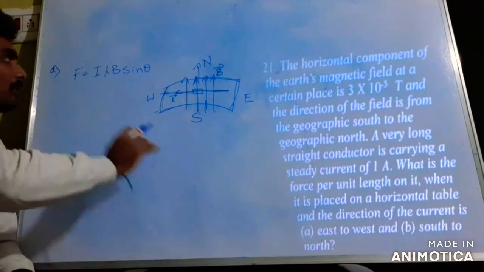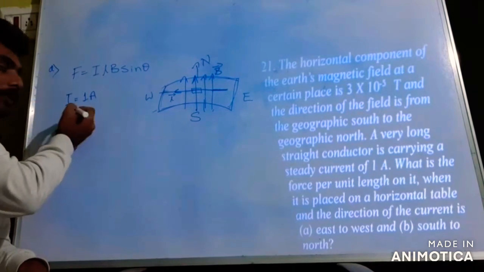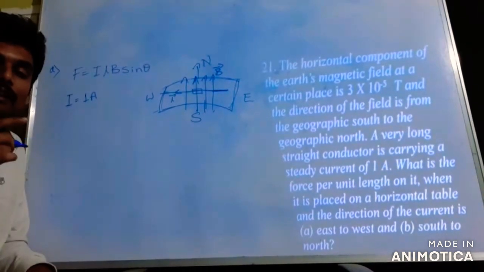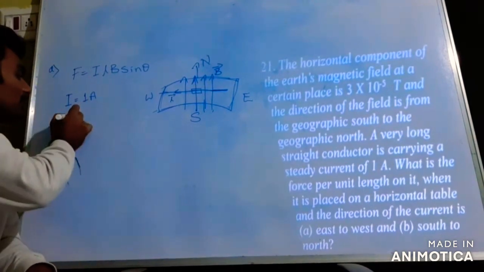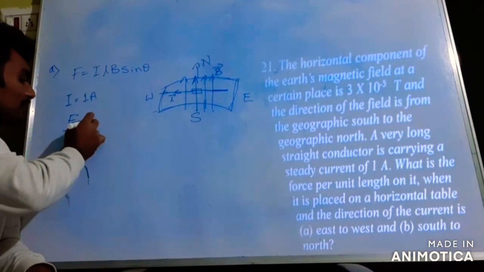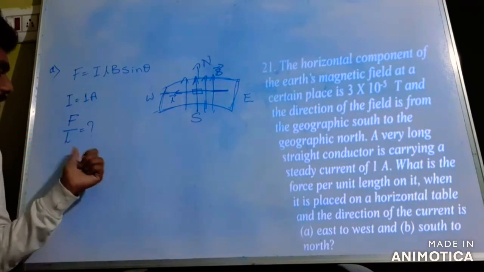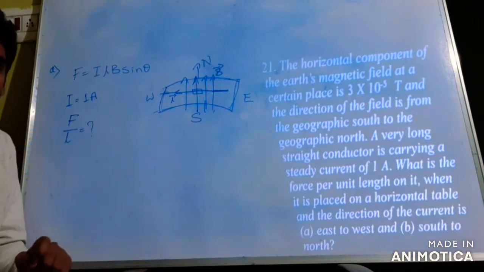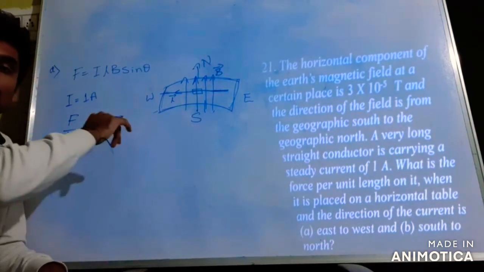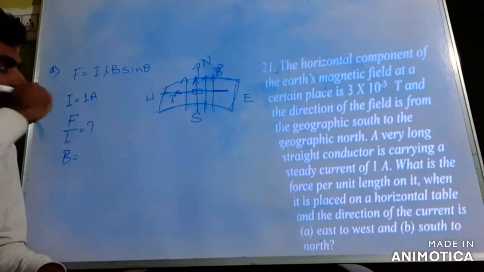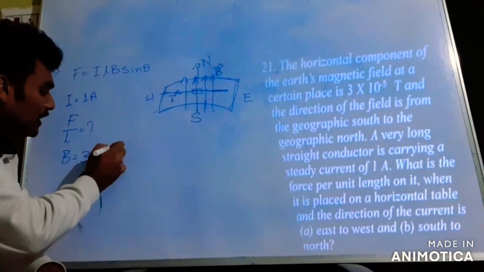Now what is the given data for sub question A? The current is 1 ampere. We don't know the length. What we actually need to calculate here is the important one: the force per unit length, which means F by L. F by L is equal to question mark. This is the asked quantity, force per unit length, not the complete force. The magnetic field in the region where the conductor is kept is also given.